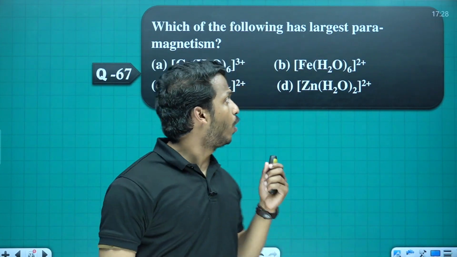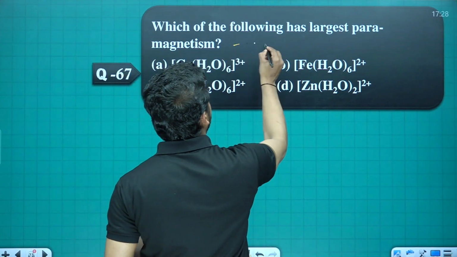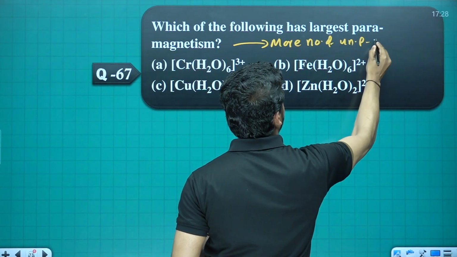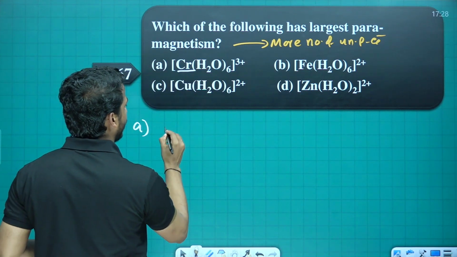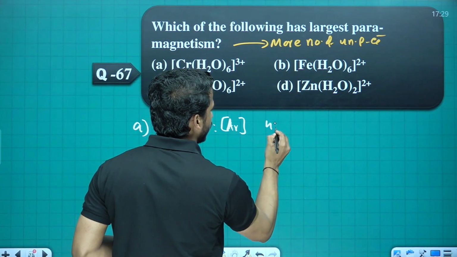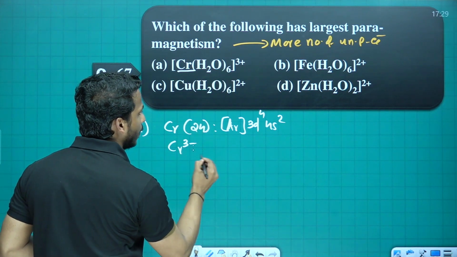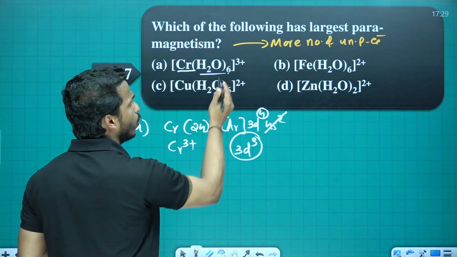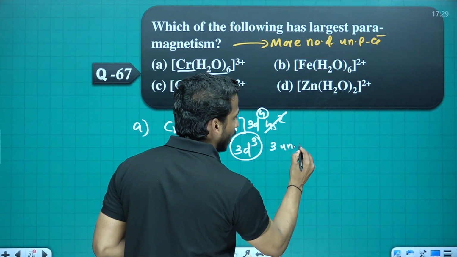Next, which of the following has largest paramagnetism? Largest paramagnetism means they contain more number of unpaired electrons. Option A, central atom is chromium. Chromium is 24. We can write it as argon 4s2 3d4. Here chromium charge is 3 plus, so this 2 and 1 goes. 3d3 is remaining. H2O is a weak ligand, so these 3 electrons won't pair. So there will be 3 unpaired electrons.